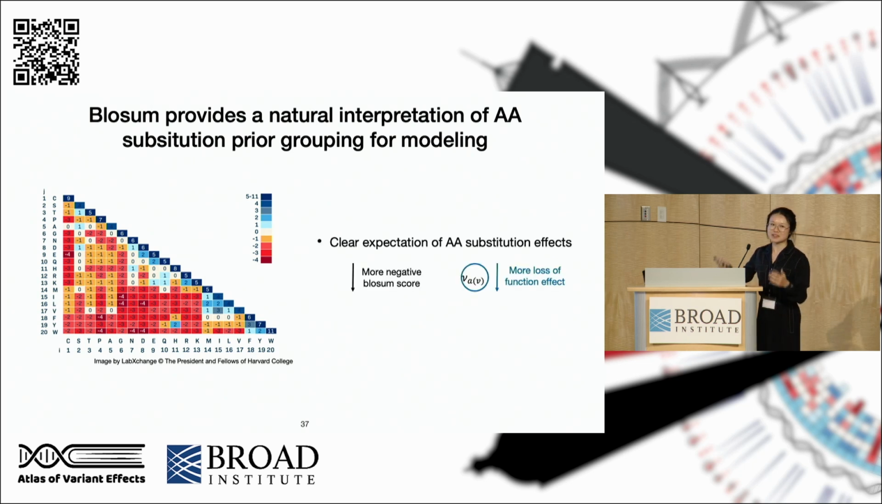And something good about this BLOSUM score is that it's simple, right? It only has 8 or 9 different levels, and we have a clear expectation of how it will behave. If we have a more negative BLOSUM score, we're going to see a more loss-of-function effect. And that's a sanity check for us on whether this model is working correctly.